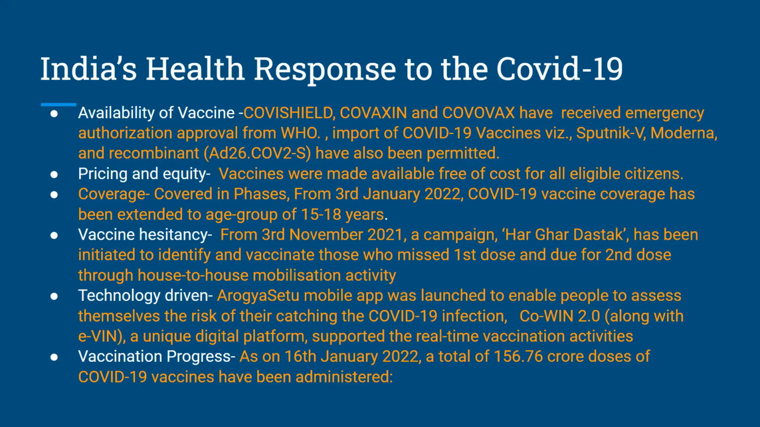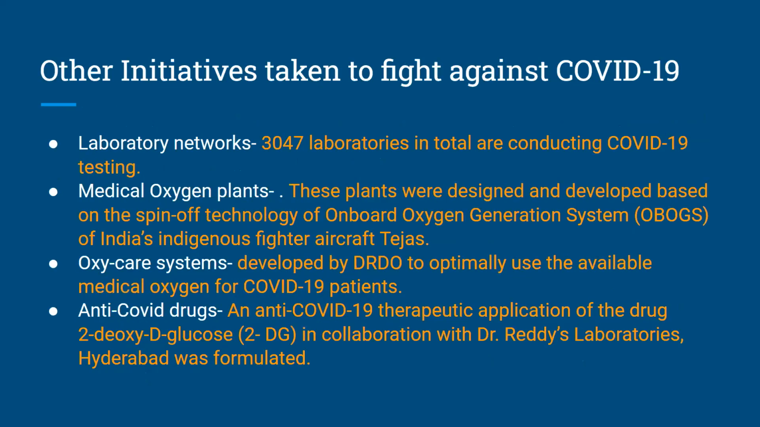Then vaccination progress. As on 16th January 2022, around 156.76 crore doses of COVID-19 vaccines have been administered. Some of the other initiatives taken against COVID-19, the first one is the laboratory network. Both in the private and public sector, many laboratories were established.